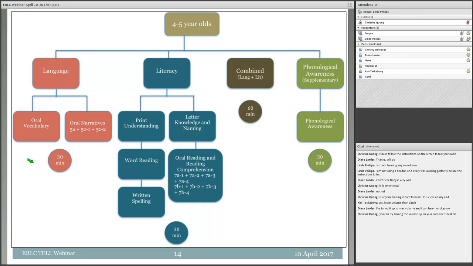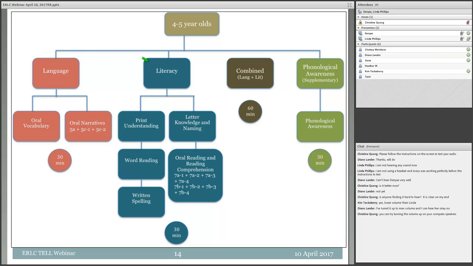So this diagram shows the administration options that are available for you for children who are aged 4 and 5. So if you just wanted to administer the oral language section, the children would complete all 4 sections from oral vocabulary and 2 components within the oral narratives. And this would take you approximately 30 minutes to administer.